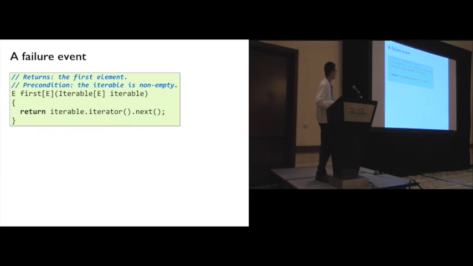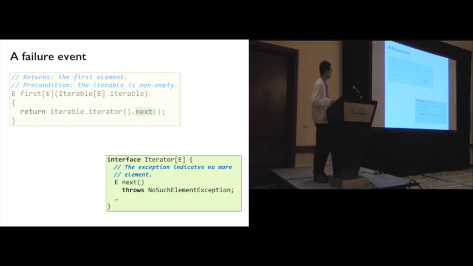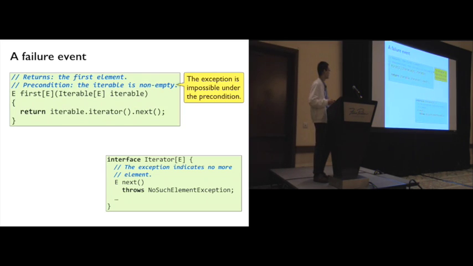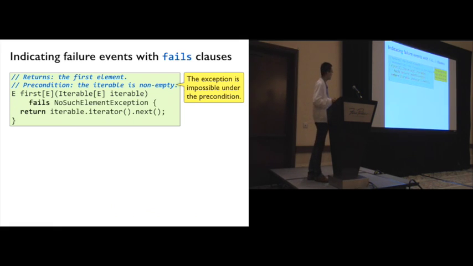Suppose the programmer writes a method called first that fetches the first element from an iterable. The programmer does this by invoking the method next on the iterator. The method next here declares NoSuchElementException, but this exception should never happen in our case because the precondition of first is that the iterator is non-empty. In Genus, the programmer can attach a fails clause to the method header to indicate that such an exception is impossible under their assumption.